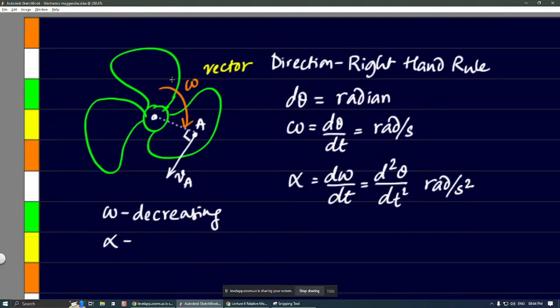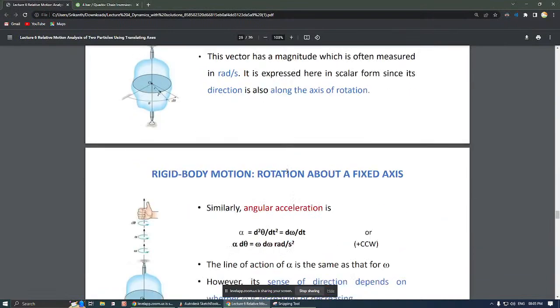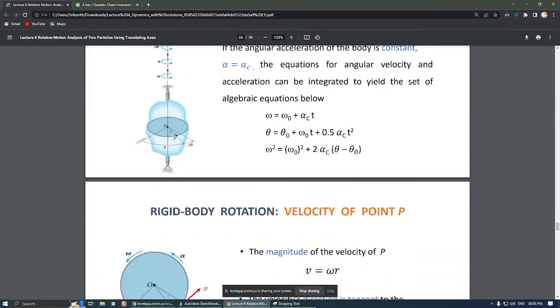If omega is decreasing, then alpha will be in this direction, no? Deceleration. So if omega is increasing, alpha direction will be the same as omega. If omega is decreasing, then alpha direction will be opposite to omega. Opposite. That also we need to be careful. He's explaining all this stuff.